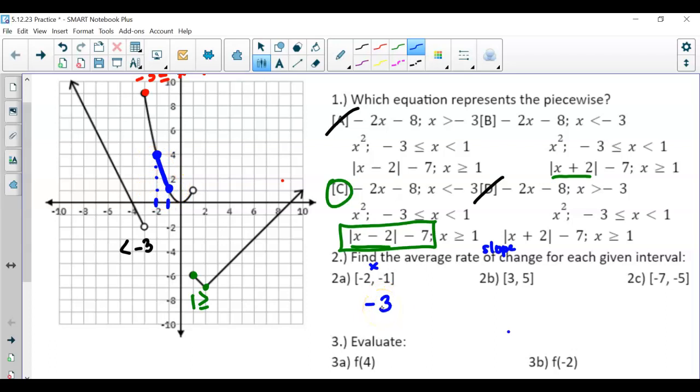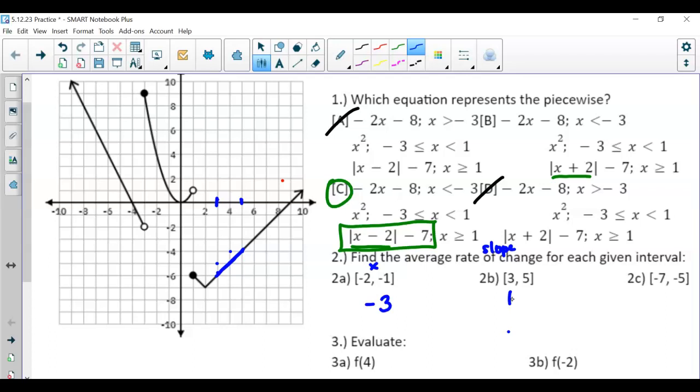So here with 2b and 2c, let me just erase all this so you can see. With 2b, again, we're looking at 3 to 5. So the x values are 3 to 5, and we're looking from this part to this part of the graph. Notice the slope is going up, so we have a positive: up 1, right 1, up 1, right 1. So the slope is 1.